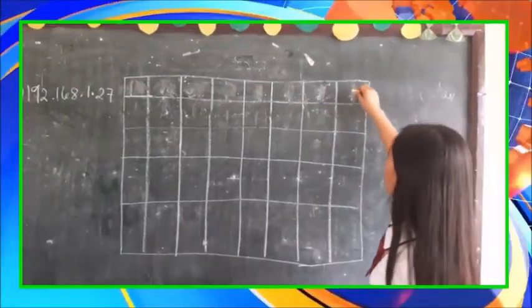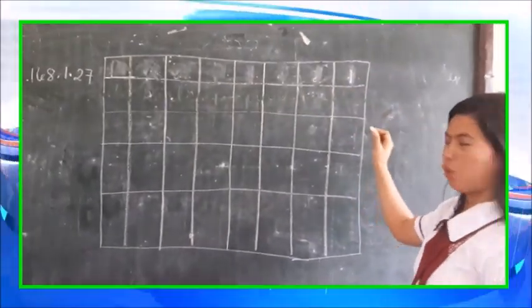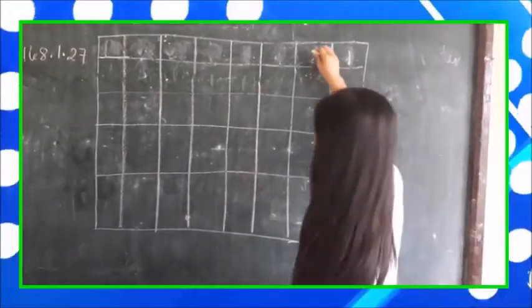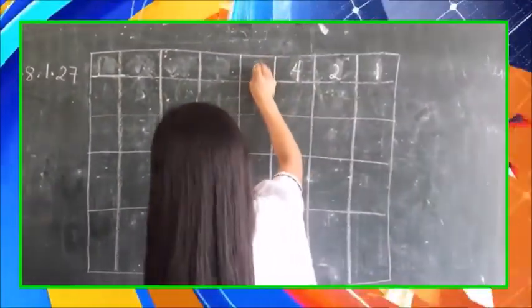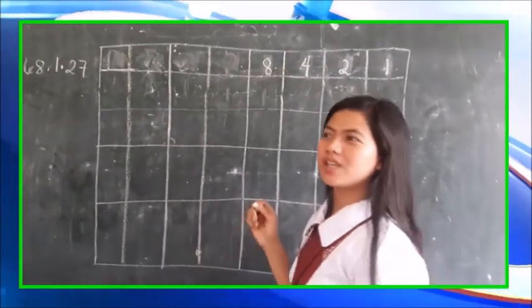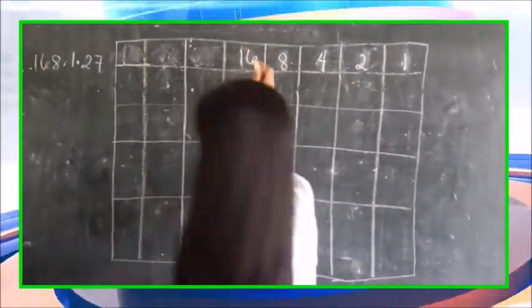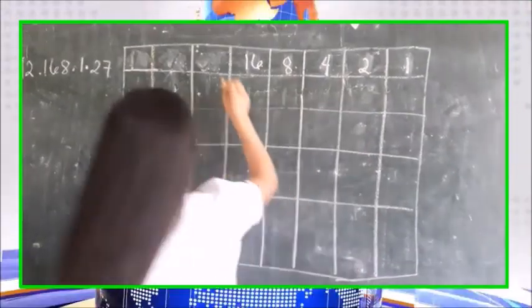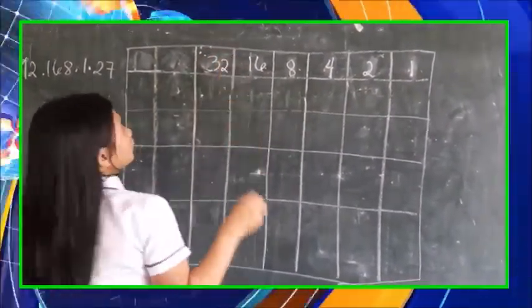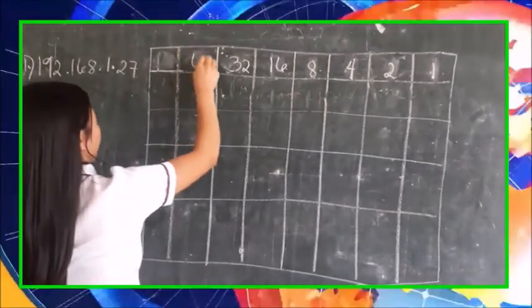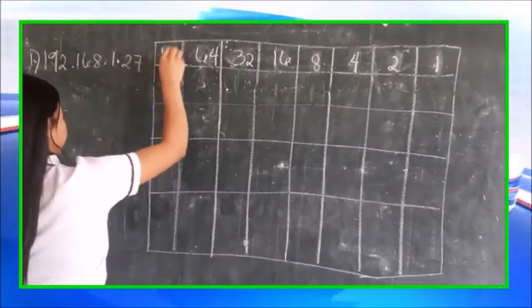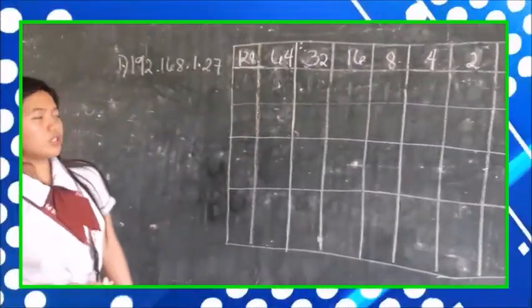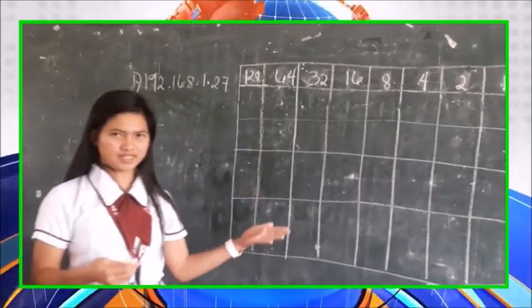So first, we are going to multiply by 2. So 1 times 2 is equal to 2. 2 times 2 is equal to 4. 4 times 2 is equal to 8. And 8 times 2 is equal to 16. And 16 times 2 is equal to 32. And 32 times 2 is equal to 64. And 64 times 2 is equal to 128. We ended at 128 because we only have 8 bits.